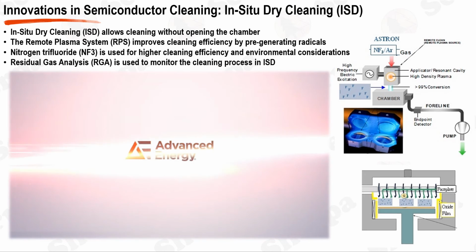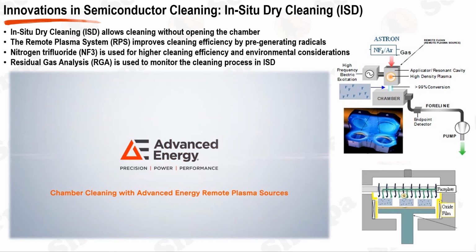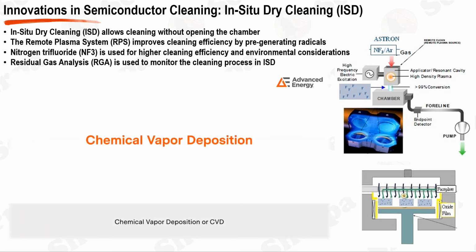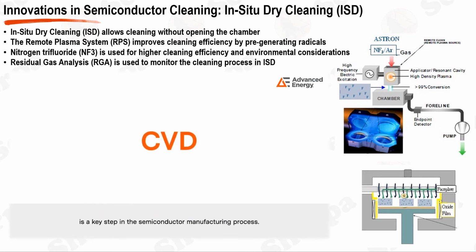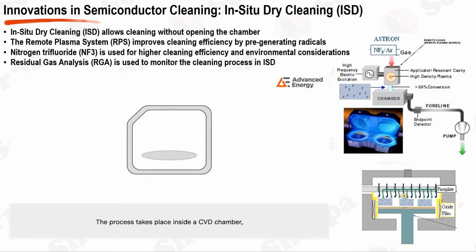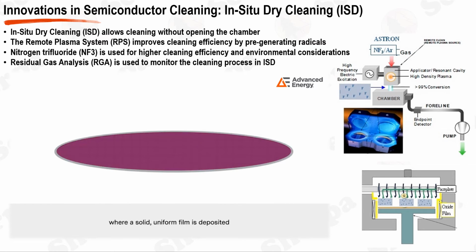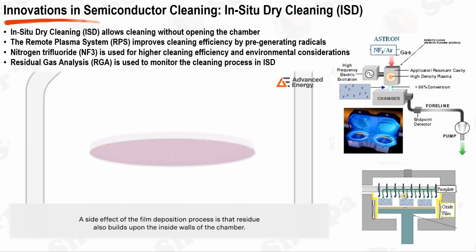In-situ Dry Cleaning, ISD, is a method that is fundamentally transforming the process of substrate cleaning in semiconductor manufacturing, especially in single wafer tools. This method employs a remote plasma system, eliminating the need for opening the chamber during the cleaning process. It provides a significant advantage in terms of maintaining the integrity of the environment inside the chamber and reducing potential contamination risks.